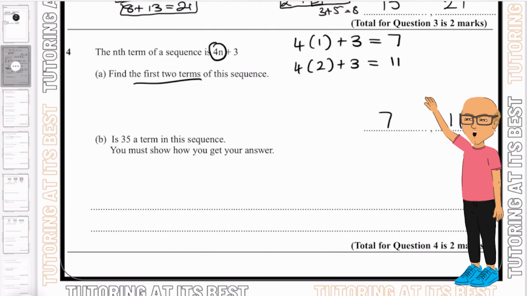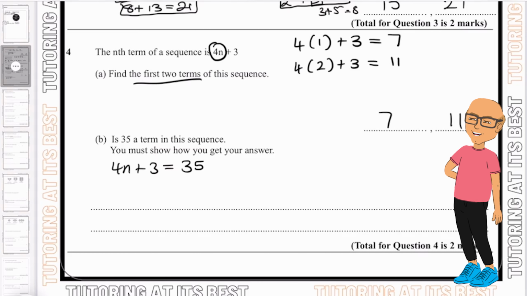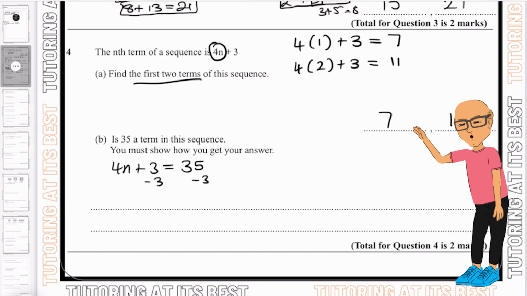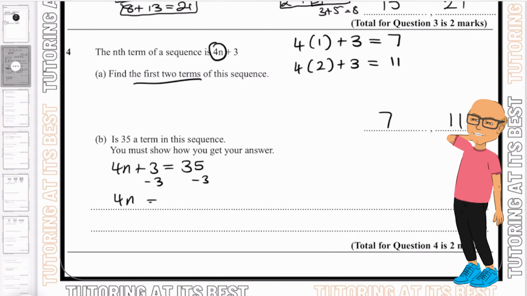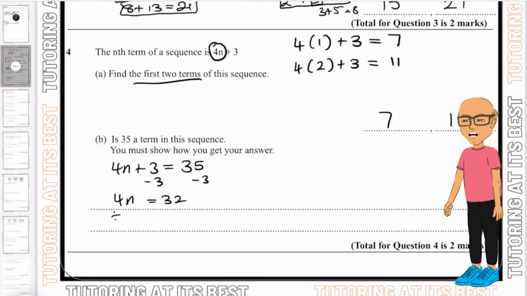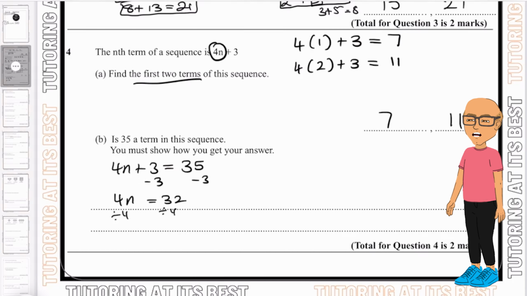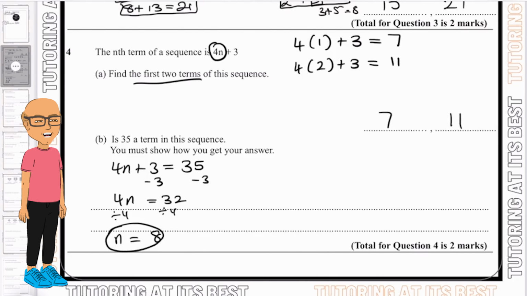So let's go ahead and say 4n plus 3 equals 35, supposedly. We then make n the subject to see if it's a term in the sequence. So we minus 3 on both sides. So we now know we have 4n equals 35 minus 3, which is 32. And then we divide both sides by 4, so we have n equals 8. So now we know that yes, 35 is a term in the sequence, and in fact, it is the 8th term.